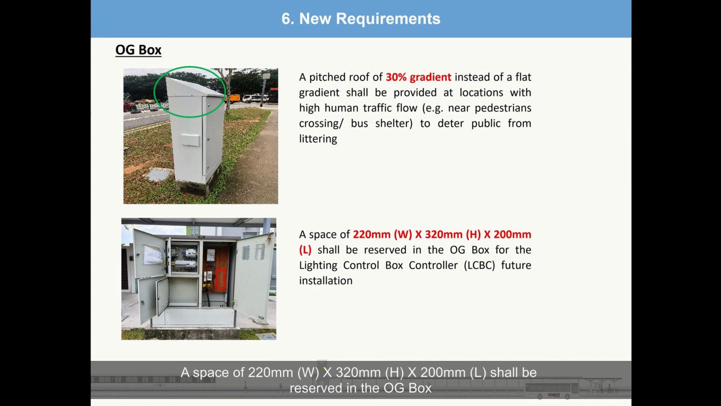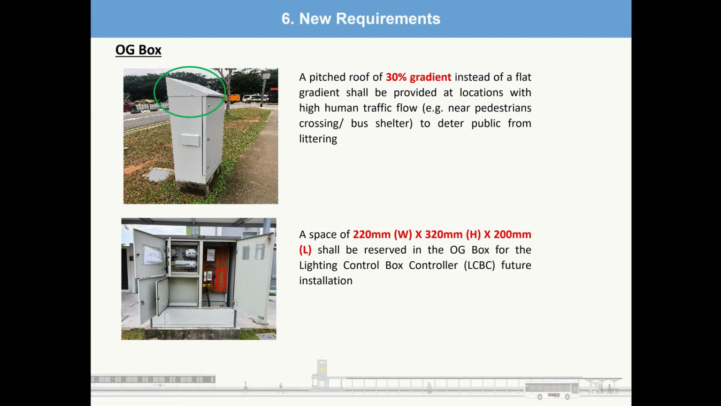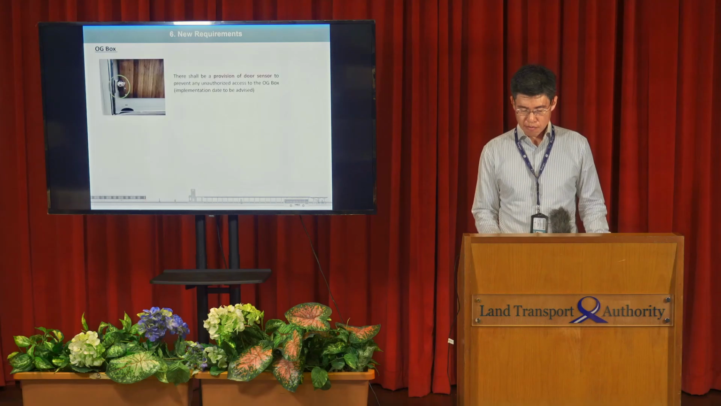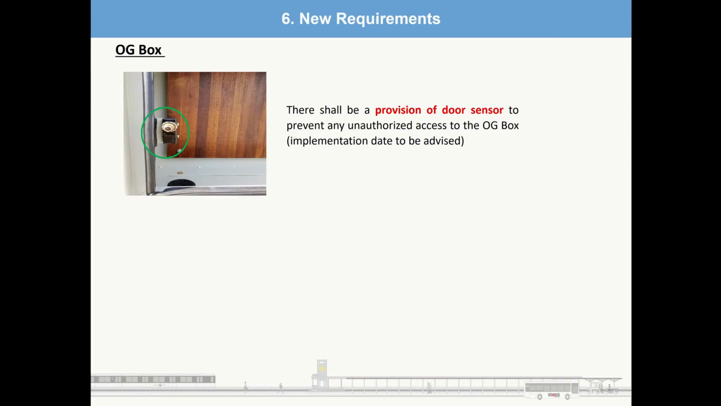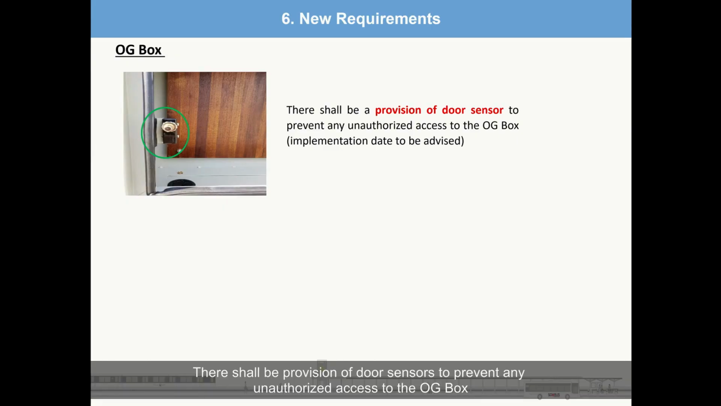A space of 220 mm wide, 320 mm height and 200 mm length is to be reserved in the OG box for the Lightning Control Box Controller, which is also known as the LCBC, for the near future installation. There shall be a provision of door sensors to prevent unauthorized access to the OG box. Implementation date will be advised.